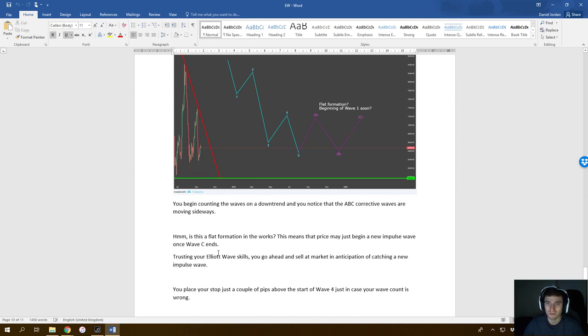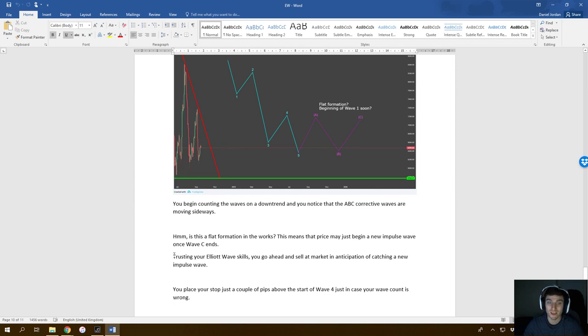It looks like wave C is coming to the end of a flat formation. So is this a flat formation in the works? This means that the price may just be beginning a new impulse once wave C ends. So we might be seeing our wave C here, and then our impulse wave number 1 of the continuation of this pattern, where we would then see our wave 1, 2, 3, 4, 5.